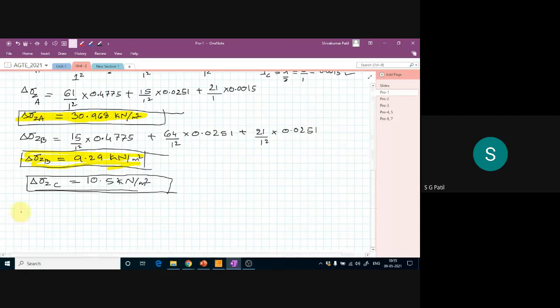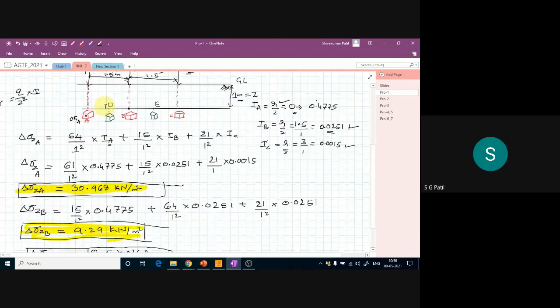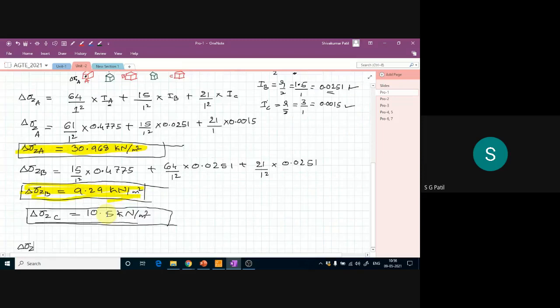Delta sigma z at point D. At point D, I want to calculate delta sigma z.